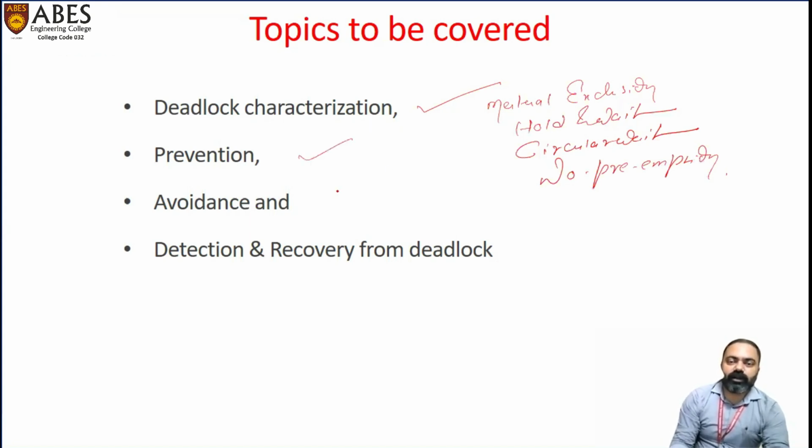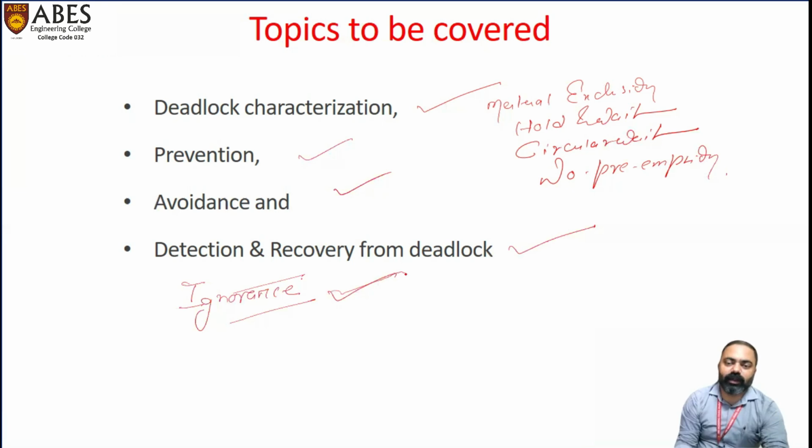Now, these are the deadlock handling techniques: prevention, avoidance, detection, and recovery from deadlock. There is one more handling technique which is not mentioned, called ignorance, which means the system assumes that there is no deadlock inside the system.